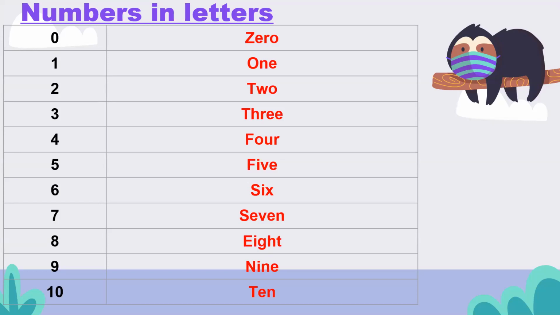January, February, March, April, May, June, July, August, September, October, November, December. Very good, my lovely student. Very, very good. Excellent. Thank you. Muhammad Ali.